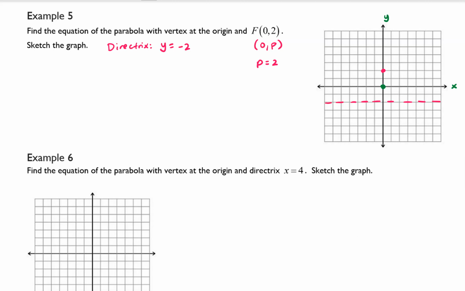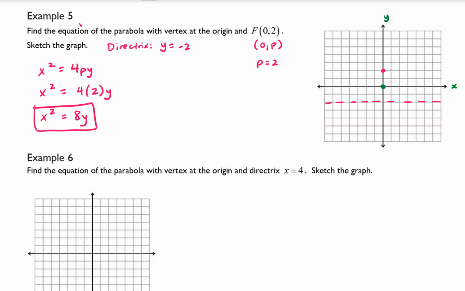And we know that the equation of this looks like x squared equals 4py. And then we just found that the p-value is 2, so we can go ahead and plug that in. So we get x squared equals 4 times 2 times y. And if we go ahead and simplify that, we get x squared equals 8y.